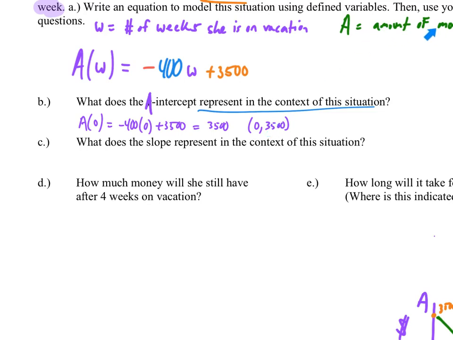$3,500 is how much money she has. Right? That's my a value or my y value. So at 0 weeks, she has $3,500. We don't say 0 weeks. That's not how we talk.